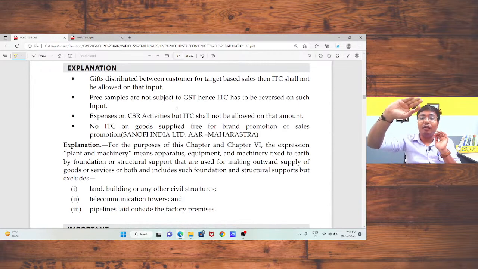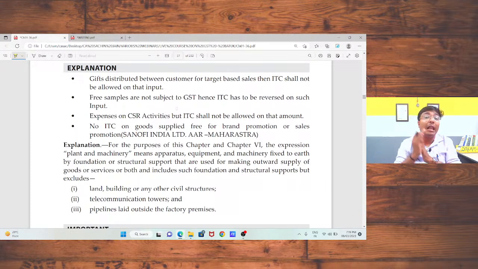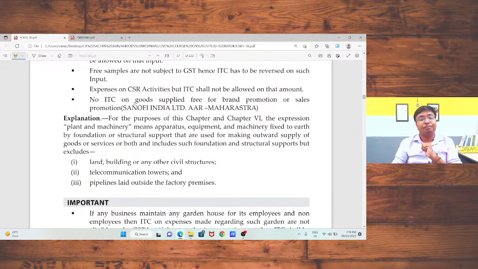Gift distributed, we had already taken that example. Gift distributed between consumers for target-based sales, then ITC shall not be allowed. Okay, next, CSR expenditure, sir. This is an important aspect from the Budget 2023 perspective on law.